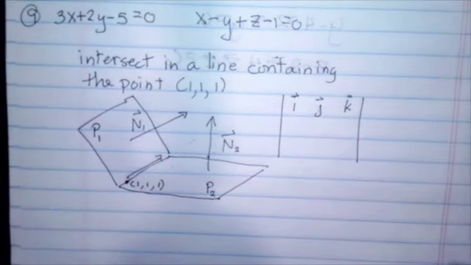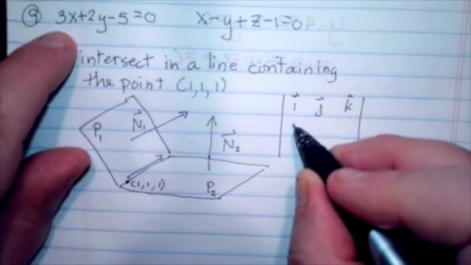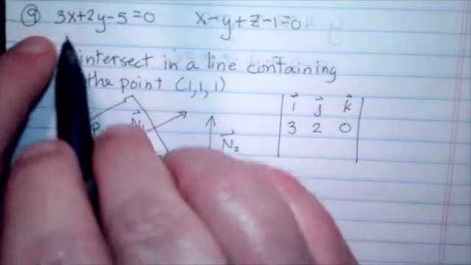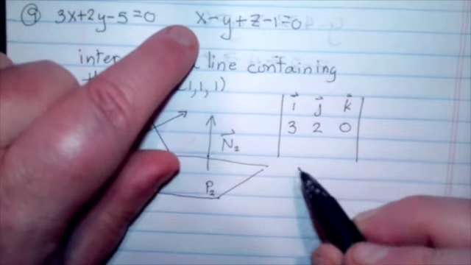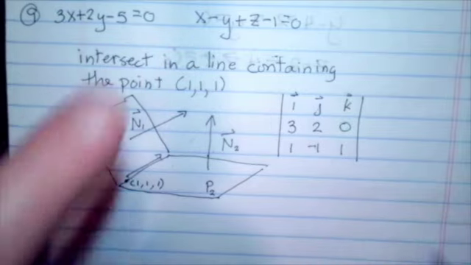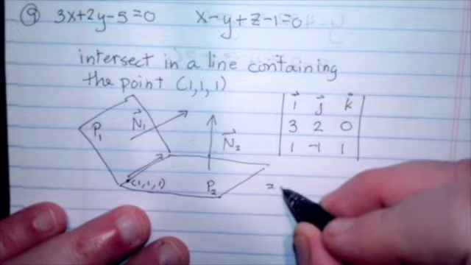So remember that we can find these normal vectors by just reading off the coefficients of x, y, and z. For this plane, the normal vector would have components 3, 2 and 0. The coefficient of z is 0. Here the coefficients of x, y, and z are 1, -1, and 1 respectively. And so we can find this formal 3 by 3 determinant, and that'll be the cross product. Okay, so I'm going to do this by expansion along this row.